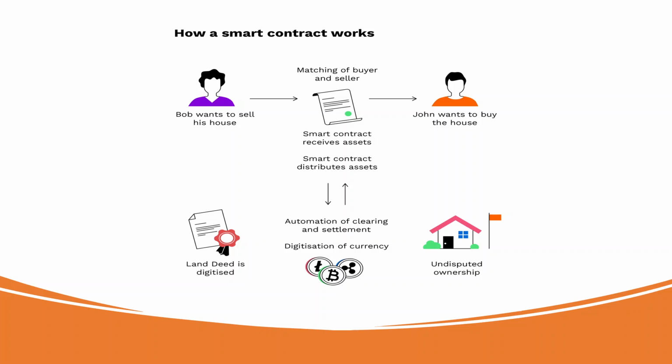Whenever that event occurs, the smart contract will start distribution of the assets. It will automatically do the clearing and settlement of your documents and the money, and John will get his house and Bob will receive the money. So all this activity will get monitored and executed by smart contracts automatically without the need of a third party like brokers or lawyers or any other third party.